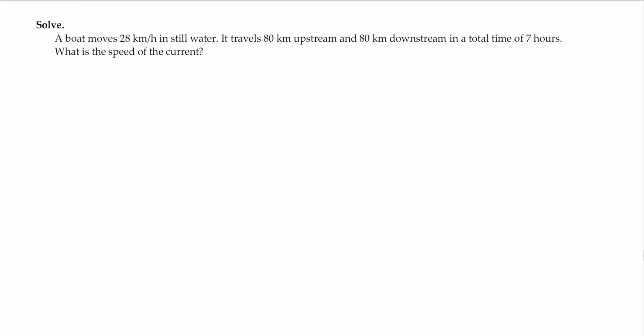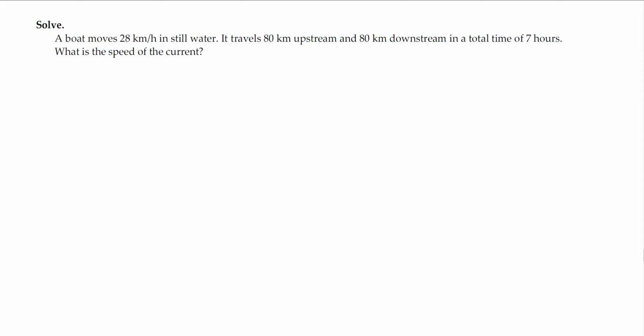Solve. Story problem. A boat moves 28 kilometers an hour in still water. It travels 80 kilometers upstream and 80 kilometers downstream in a total time of 7 hours. What is the speed of the current?